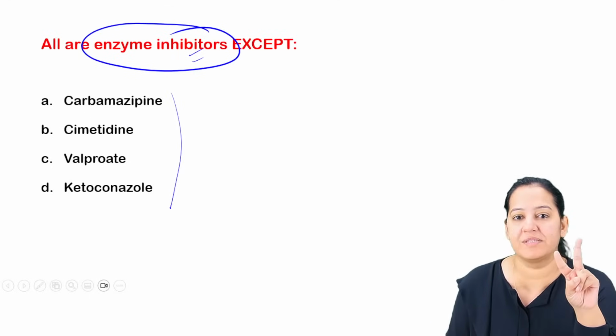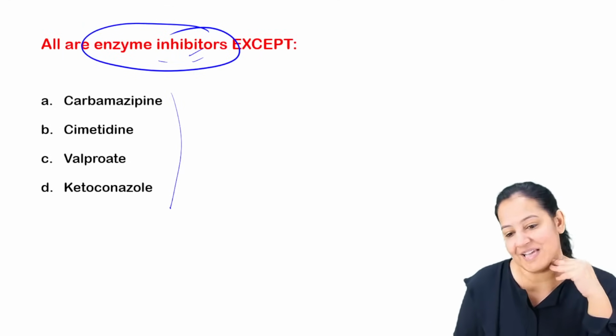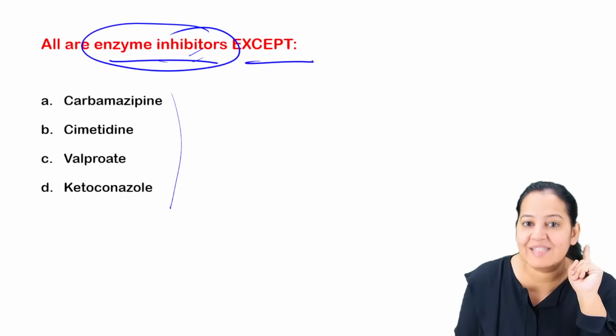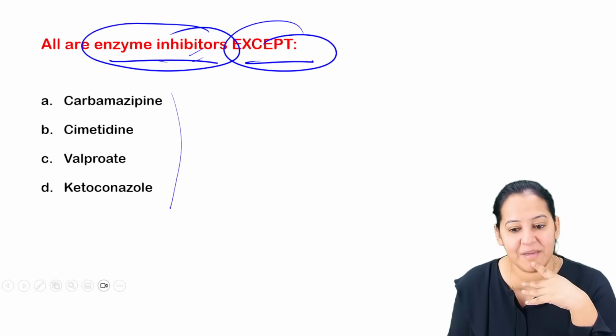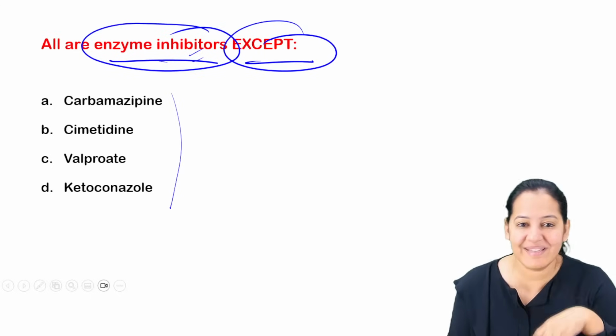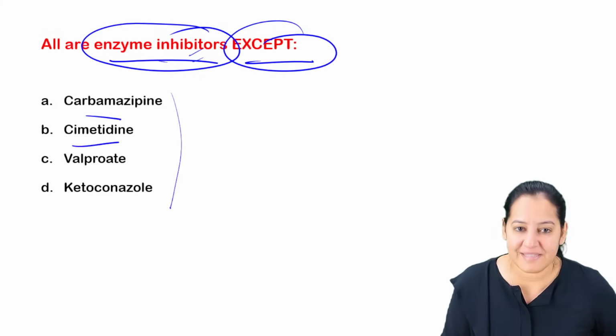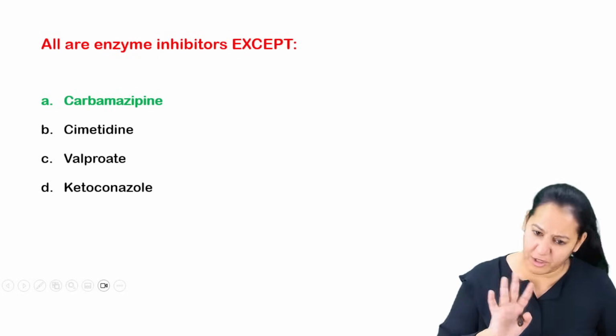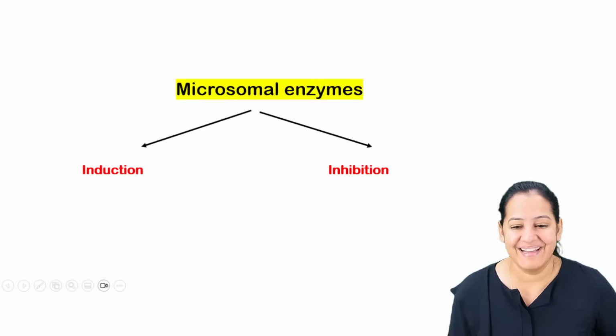So I will explain the two concepts now: enzyme inhibitor and enzyme inducer. First, give a guess. What is the correct answer here? All are enzyme inhibitors except, I'm asking which of the following is not an enzyme inhibitor. Again, I will give you 3 mnemonics now. What is the correct answer? Is it carbamazepine, cimetidine, valproate or ketoconazole? Yes, the correct answer is carbamazepine. I will come to the question again. Don't worry. Let me explain.